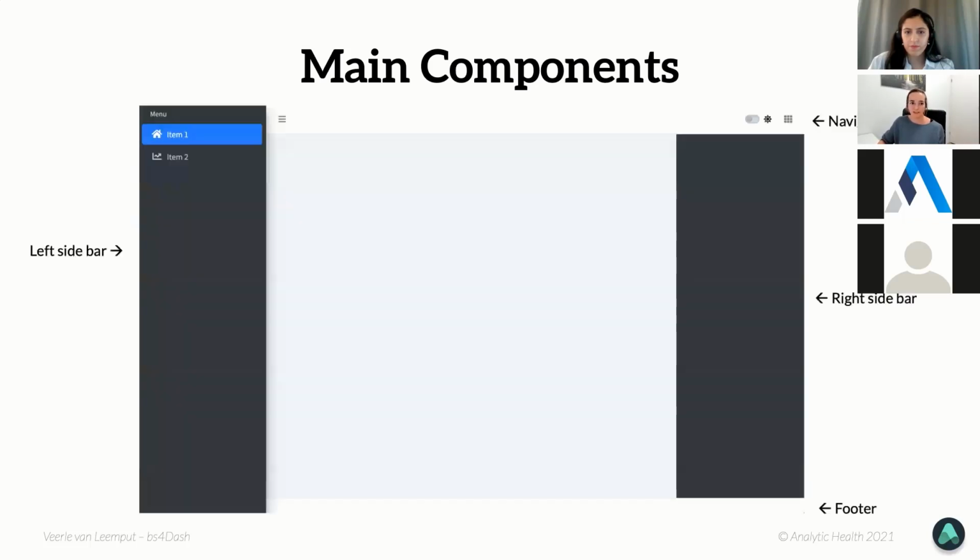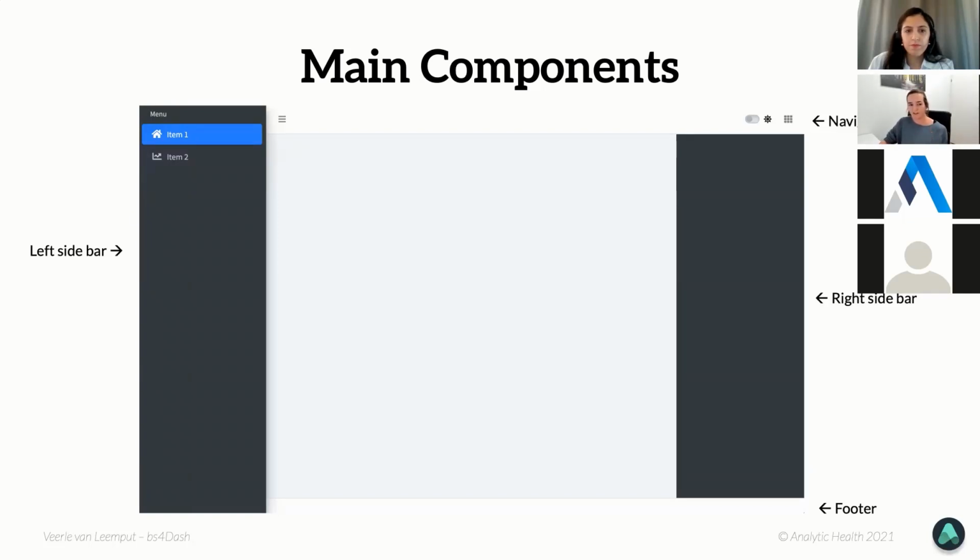And that looks like this. So these are the main components of bs4Dash. On the top, you have your navigation bar. You have there a couple of elements you already see, which I'm going to say a bit more about later. On the left, you have your sidebar, which is basically your menu. So you can have menu items there, sub items. And on the right, you have another sidebar, which you can let appear or disappear if you want. So this is basically the bare bones of bs4Dash.